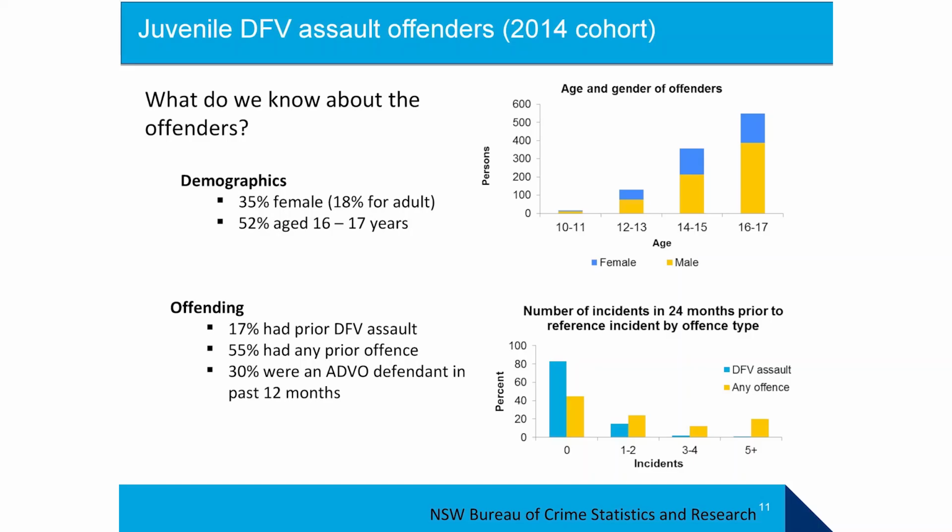So what do we know about these offenders? Well, we took a group of young people aged 10 to 17, a cohort of these young offenders who were proceeded against by police in 2014 and looked at their demographics and other details of their offending. So looking at this chart, you can see that predominantly these young offenders are male, but it is interesting to note that over a third were female. And this is important because that's a much higher proportion than we see amongst the adult population of domestic assault offenders. And we can also see that over half of these young offenders were aged between 16 and 17.